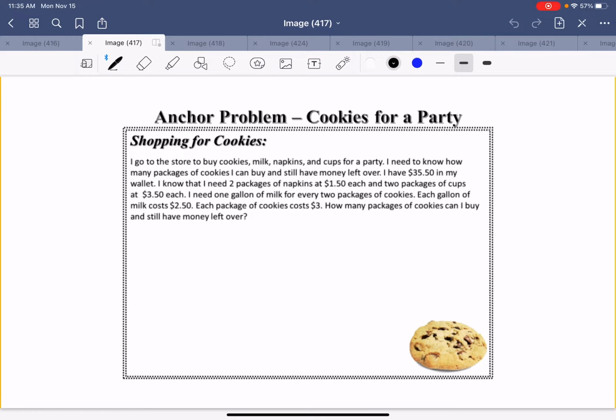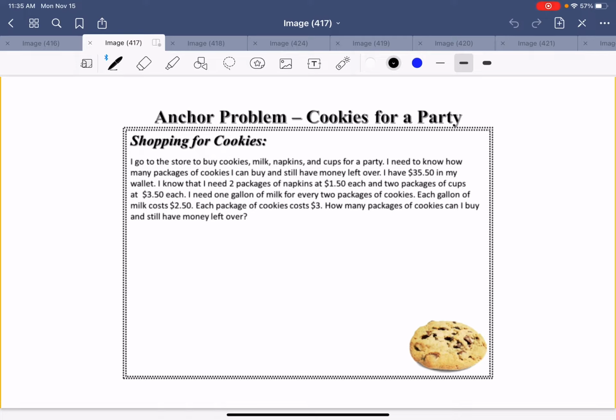Sorry about that. And still have money left over. I have $35.50 in my wallet. I know that I need 2 packages of napkins at $1.50 each and 2 packages of cups at $3.50 each. I need 1 gallon of milk for every 2 packages of cookies. Each gallon of milk costs $2.50. Each package of cookies costs $3. How many packages of cookies can I buy and still have money left over?